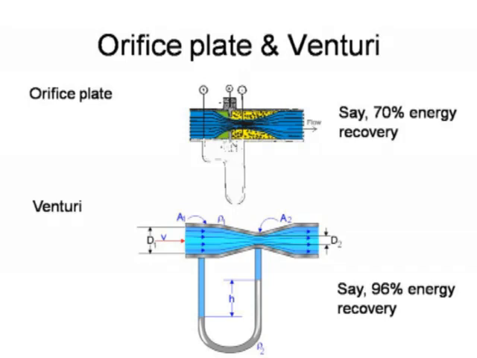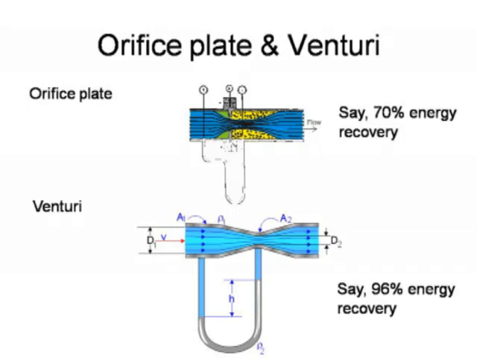The other aspect of this diagram is the recovery of the pressure after the constriction. In the orifice plate, the recovery is only something like 70% because of all the turbulence that can be seen marked in yellow on the orifice plate diagram. With the venturi, the geometry helps the energy recovery because those turbulences can't start, they don't occur. So up to say 96% energy recovery is possible with the venturi.